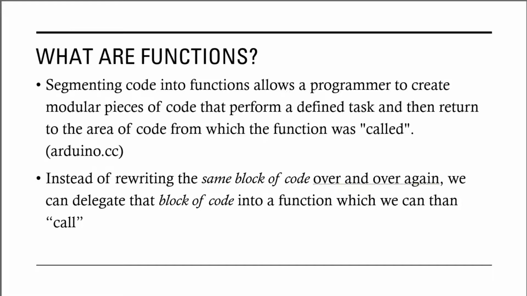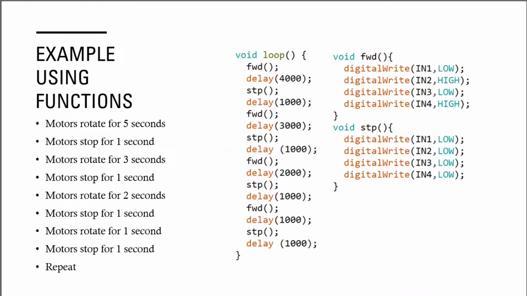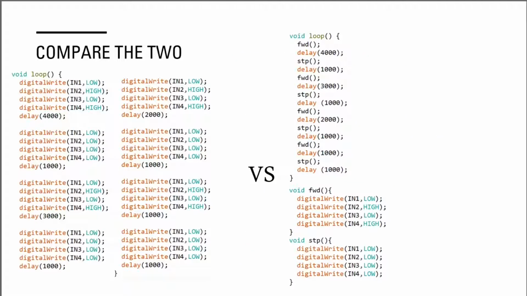I'll give you a few examples. To do this sequence of actions, we need the following code. Okay, we have 1, 2, 3, 4, 5, 6, 7, 8 blocks of code just to do these actions. But if we use functions, we can shorten that to this one. Okay, comparing the two, which one is easier to read and shorter? Obviously, it's the one on the right because we used functions to define these functions.